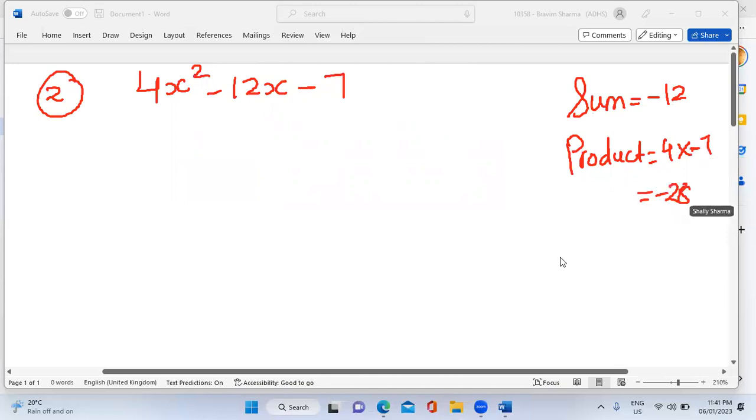So the product is negative. And we know that if the multiplication of two numbers is a negative value, that means one of them will be negative.